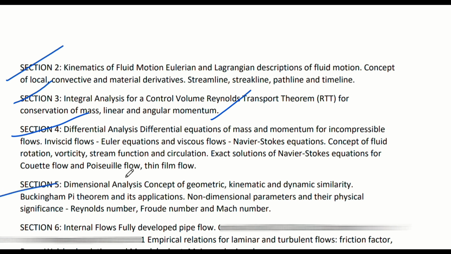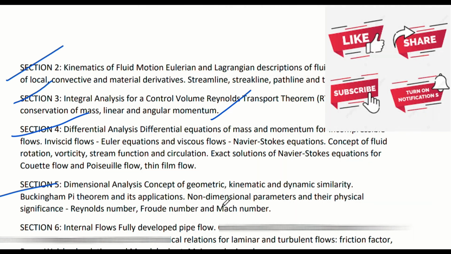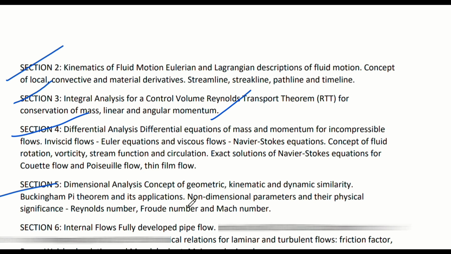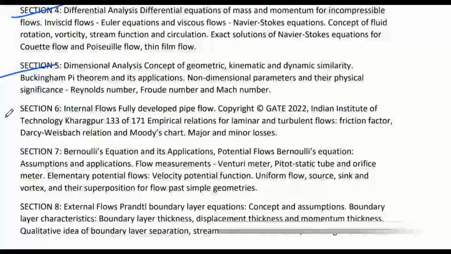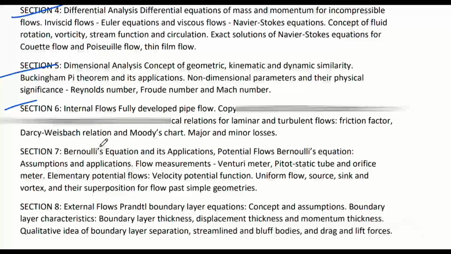Section 5, Dimensional analysis: concept of geometric, kinematic and dynamic similarity, Buckingham pi theorem and its applications, non-dimensional parameters and their physical significance, Reynolds number, Froude number and Mach number. Section 6, Internal flows: fully developed pipe flow, empirical relations for laminar and turbulent flows, friction factor, Darcy-Weisbach relation and Moody's chart, major and minor losses.